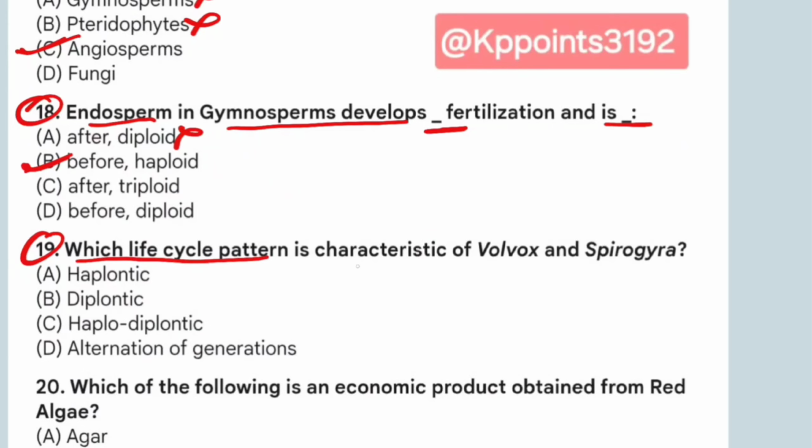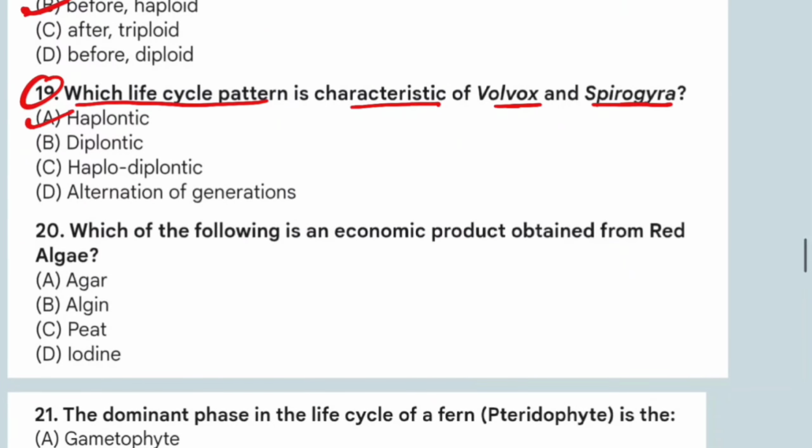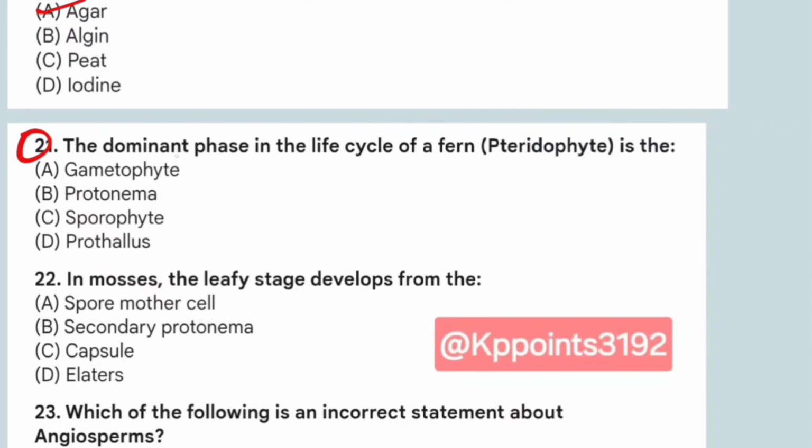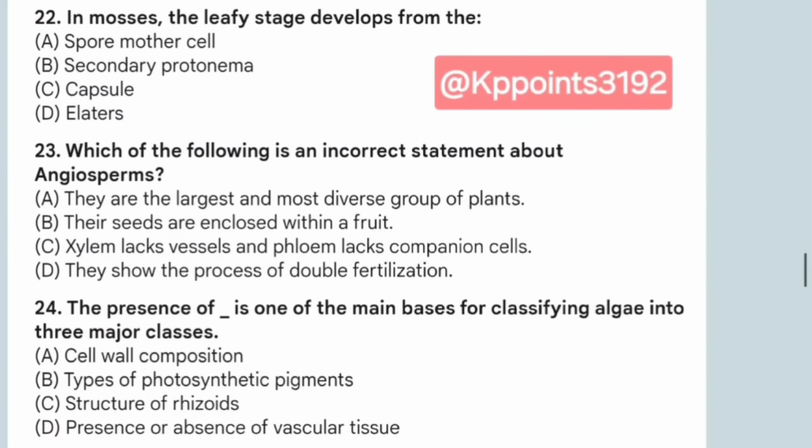19. Which life cycle pattern is characteristic of Volvox and Spirogyra? Haplontic? Yes. Next is 20. Which of the following is an economic product obtained from red algae? Agar? Yes. Next is 21. The dominant phase in the life cycle of a fern, a pteridophyte, is the gametophyte? No. Protonema? No. Sporophyte? Yes. Question number 22. In mosses, the leafy stage develops from the spore mother cell? No. Secondary protonema? Yes. This is a most important question.